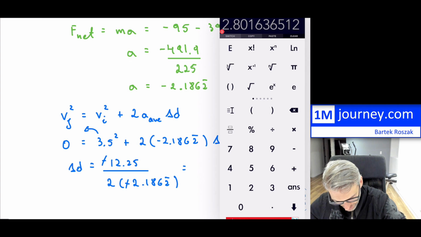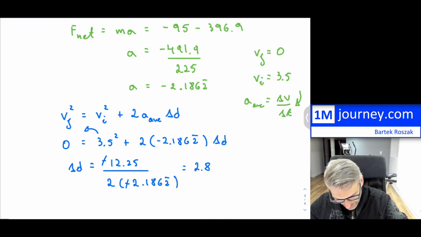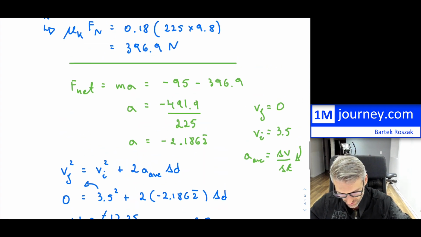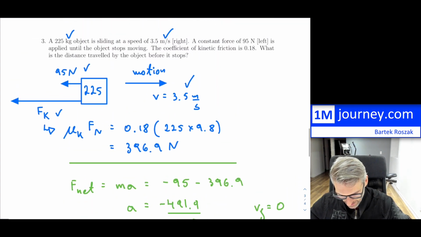So this now equals 2.8. Now I will round, and this is going to be meters. So that's how many meters it would slide before it would actually stop. All right, so that's what you would have in there. Now let's double check, make sure everything is okay.